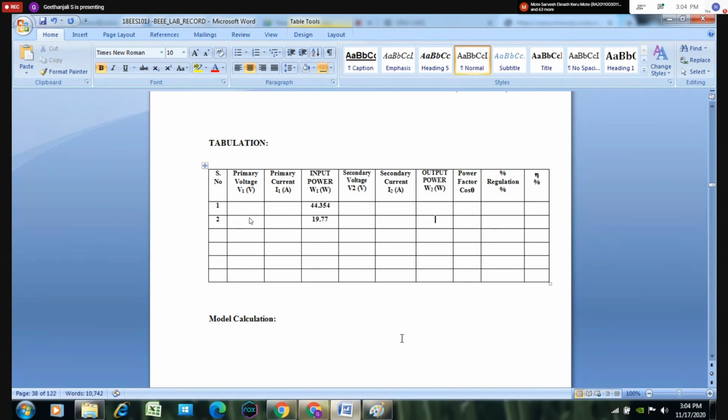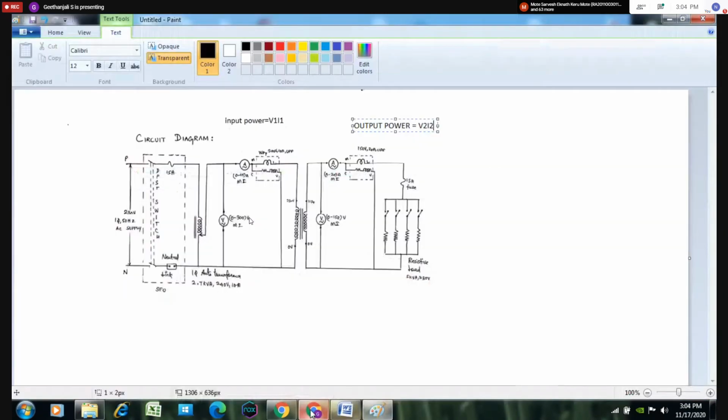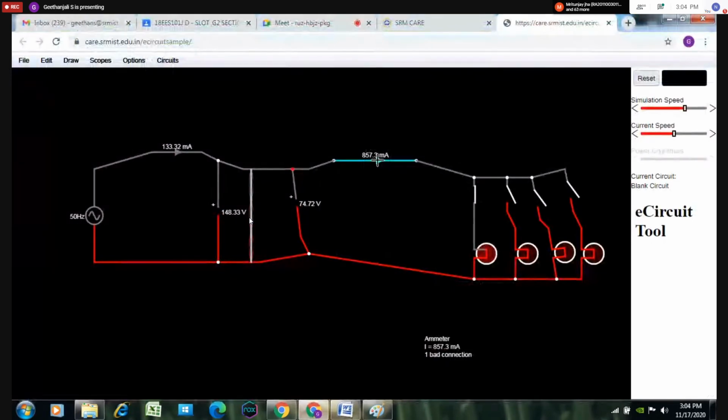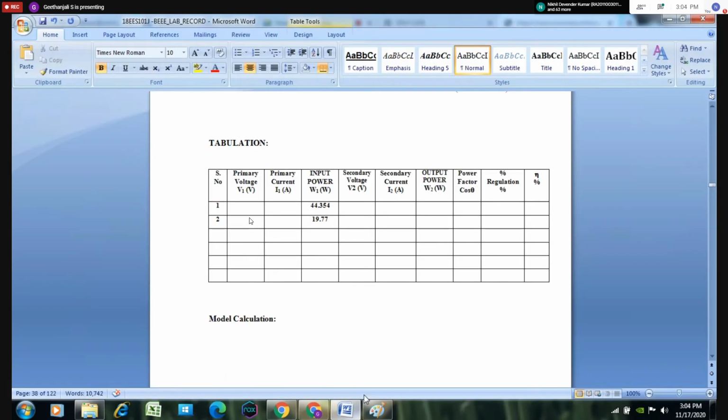Then the secondary voltage you take. So you tell the output power at this instant. Convert that into ampere: 0.857573 into 74.72. So this is equal to 64.05. Fill the tabulation. Then you can obtain the power factor by using the formula.